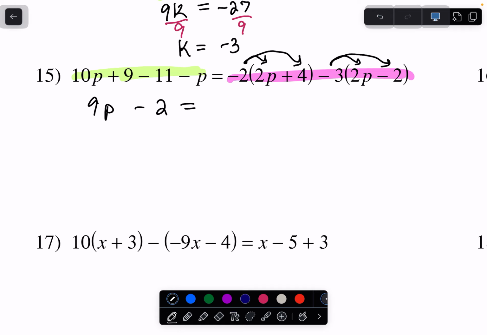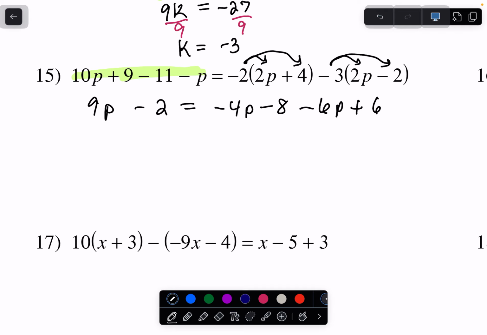Okay. Now first let's distribute the negative 2. When we distribute the negative 2, we get negative 4p minus 8. Remember that negative goes with it. It jumps into the parenthesis with it for both pieces. The negative 3, the negative jumps with the 3. And so we get negative 6p plus 6.